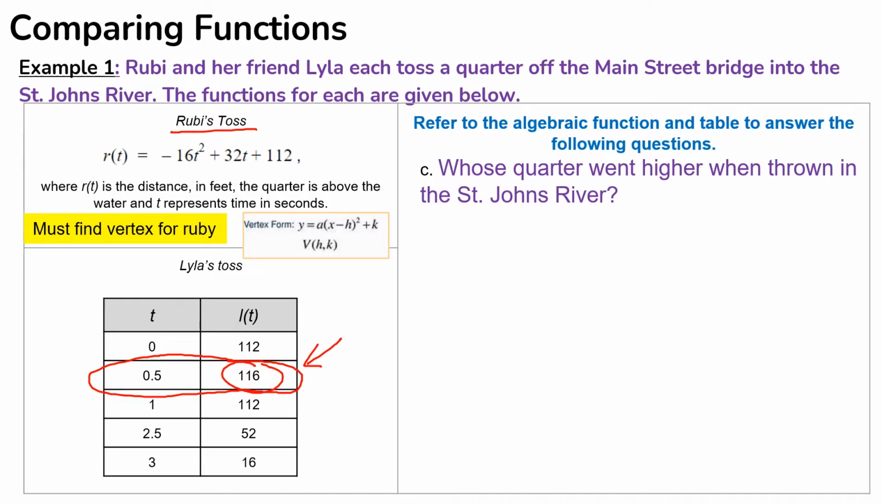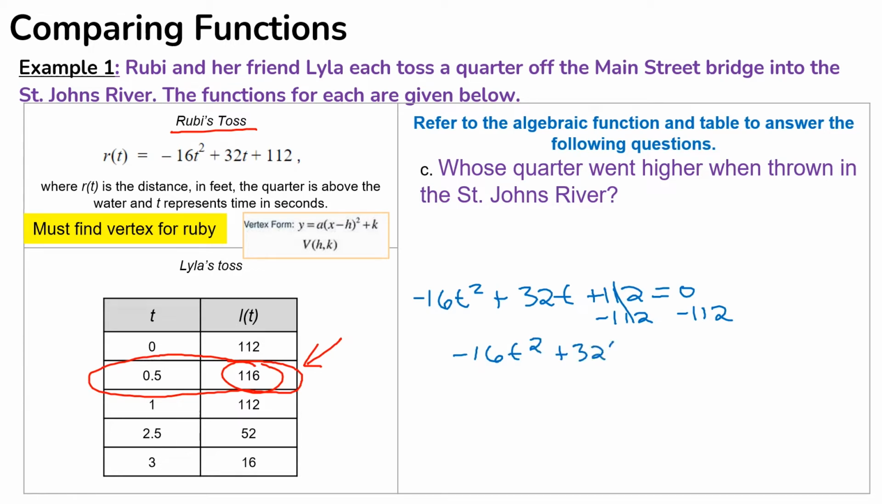What I'm actually going to do is rewrite this in vertex form, and I do this by completing the square. So I'm just going to rewrite this expression and set it equal to 0. I'm going to solve it as if I'm completing the square, but I'm really just rewriting it in vertex form. When you're completing the square, you move c over to the other side. Since that's a positive 112, I'm subtracting 112. I'm left with negative 16t squared plus 32t is equal to negative 112.